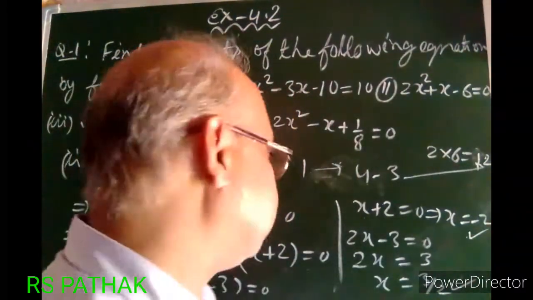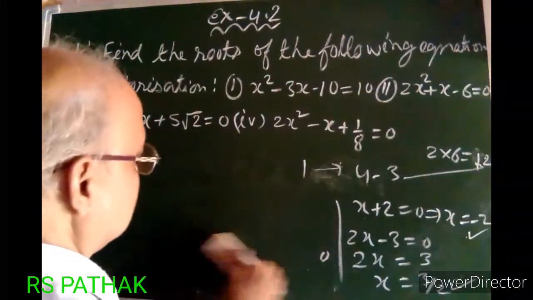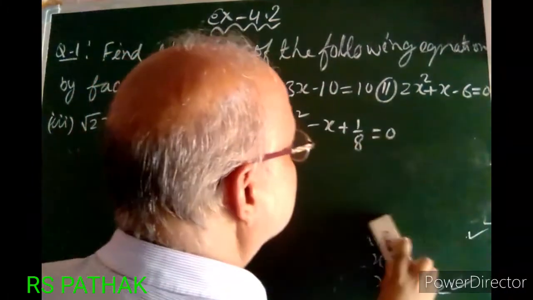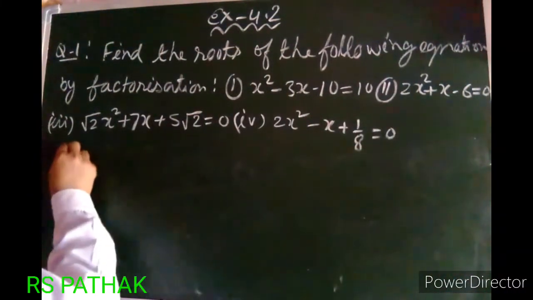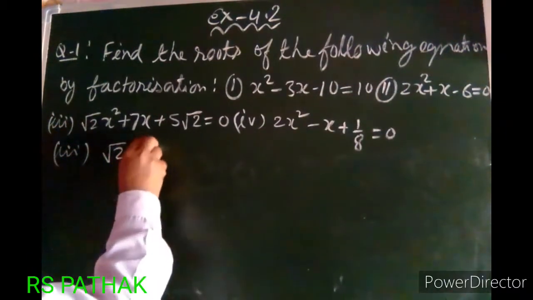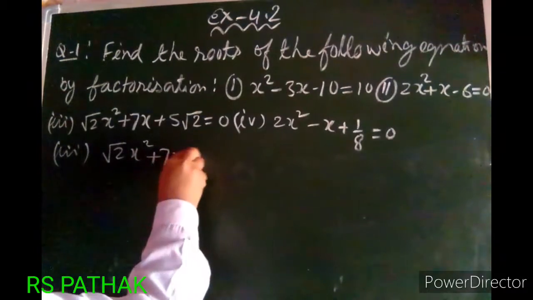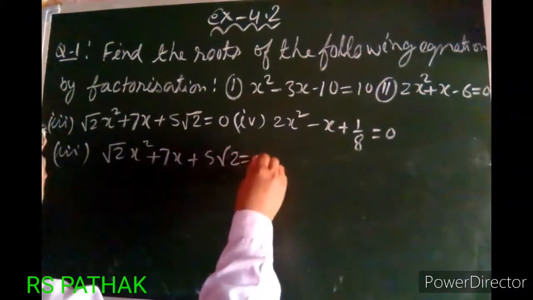Okay. Now I am going to solve question number 3. How will you solve question number 3? Under root 2 x square plus 7x plus 5 under root 2 equals 0.